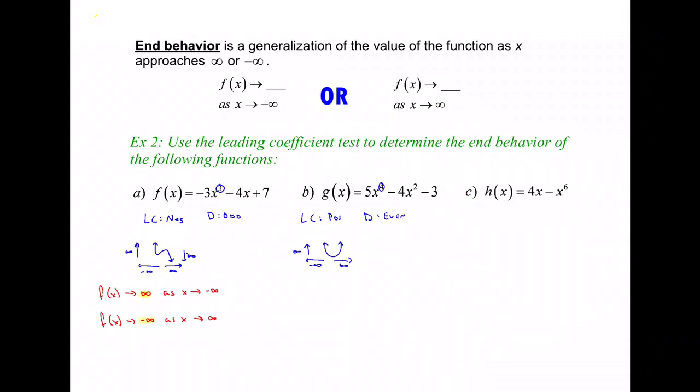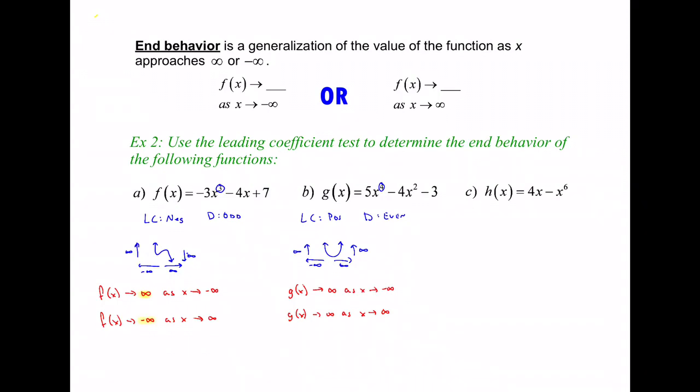And as x gets larger on the positive infinity side, the g of x or y value also goes to infinity. So they both go to infinity no matter whether x goes to negative infinity or infinity. So g of x approaches infinity as x approaches negative infinity, and g of x approaches infinity as x approaches infinity.